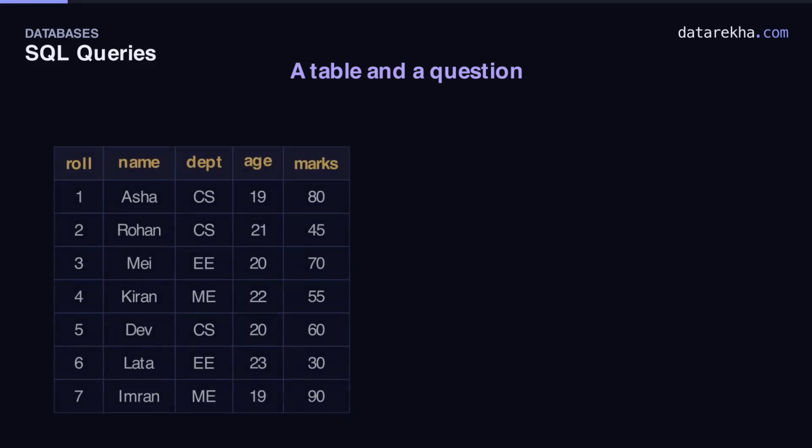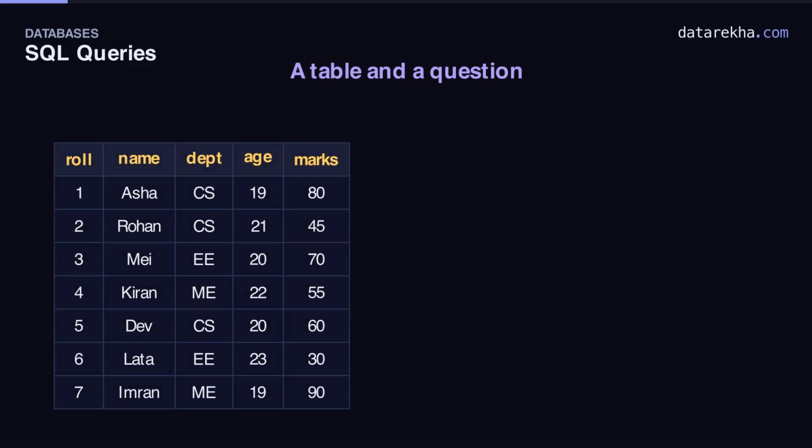Here is a small table of 7 students: a roll number, a name, a department, an age, and their marks. Everything we do today lives on this one table. So take a good look at it.